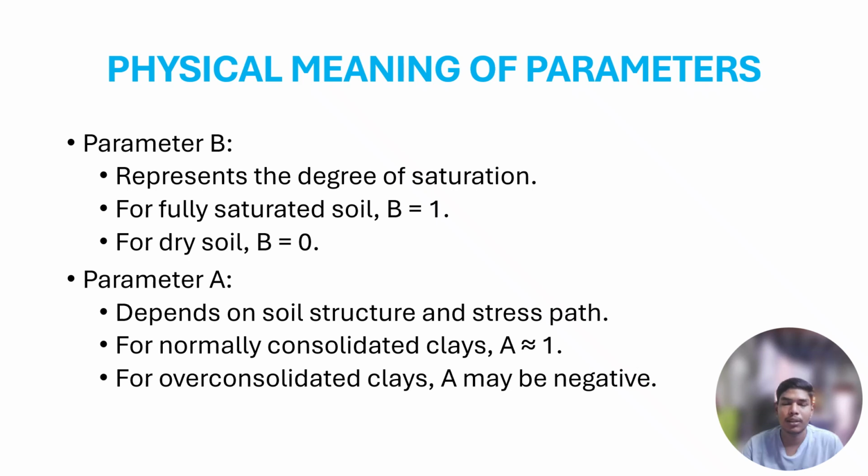Here is the physical meaning of the parameters. Parameter B represents the degree of saturation, that is, the degree of saturation of wet soil. For fully saturated soil, B is equal to 1. For dry soil, B is equal to 0. Parameter A depends on the soil structure and stress path. It means the type of soil structure, like loosely grained, highly dense grained, fully compacted soil, like that. Stress path means how the stress acts on the soil, determining the path of the stress.